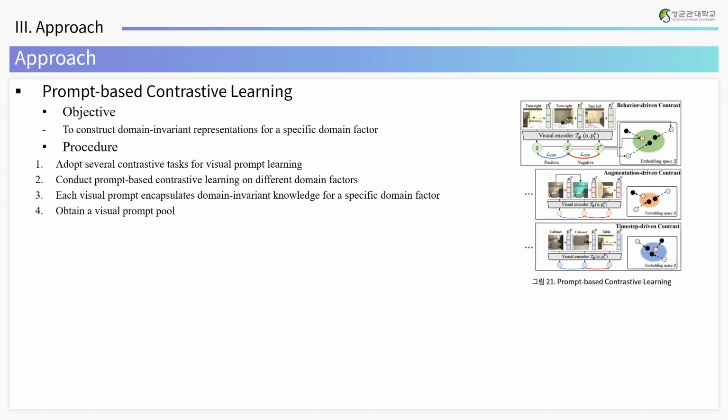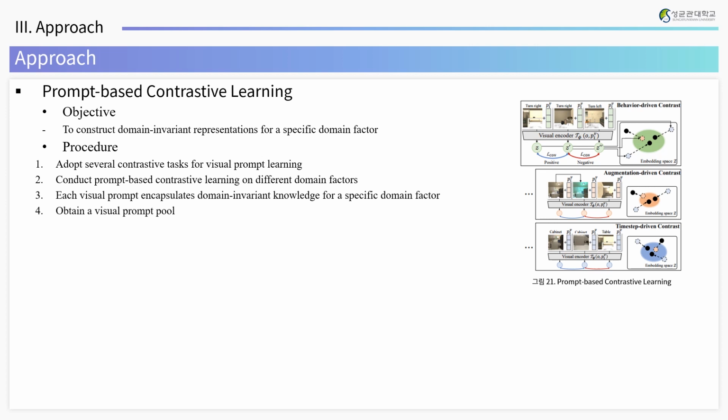Through this process, each visual prompt encapsulates domain invariance knowledge pertinent to its respective domain vector. Finally, we obtained a visual prompt pool by conducting the prompt-based contrastive learning on different domain vectors.